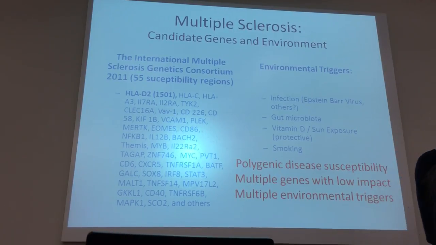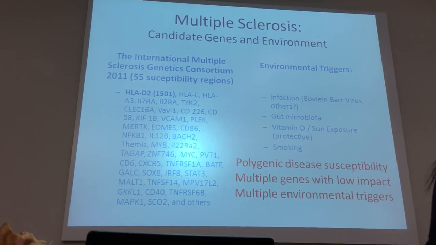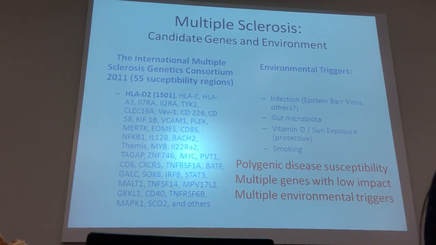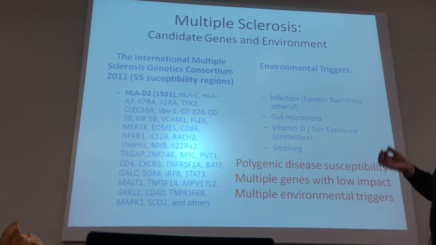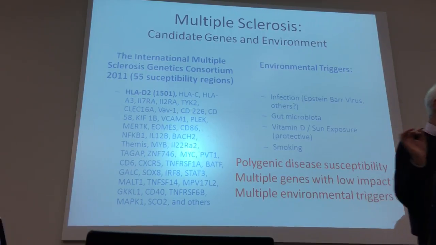And the first message which came out was that there is certainly a genetic trend. If you have an identical twin who has multiple sclerosis, your risk to get the disease is about 300 times higher in comparison to the normal population. So there is a clear genetic trend.